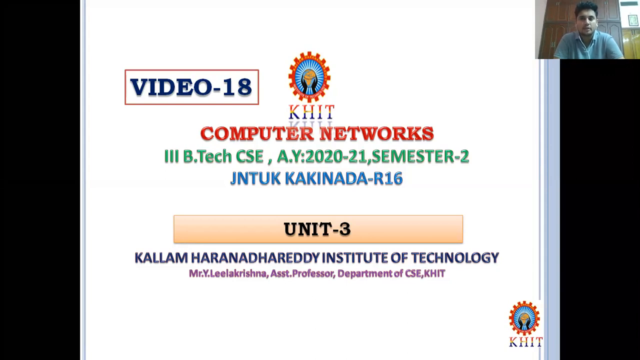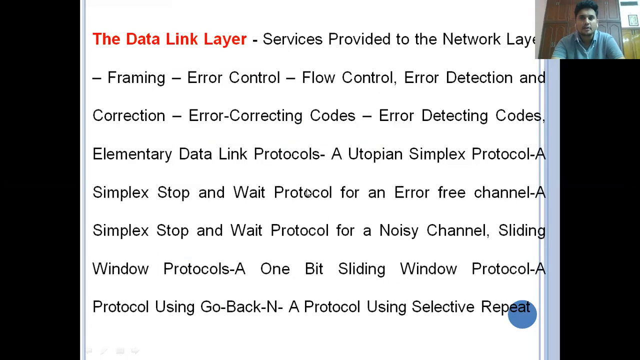As usual, before starting the session, let us recall what we discussed in the past session. We already completed 5 videos related to this unit number 3. Unit number 3 is the data link layer. In this unit, we previously completed the major services provided by the data link layer.